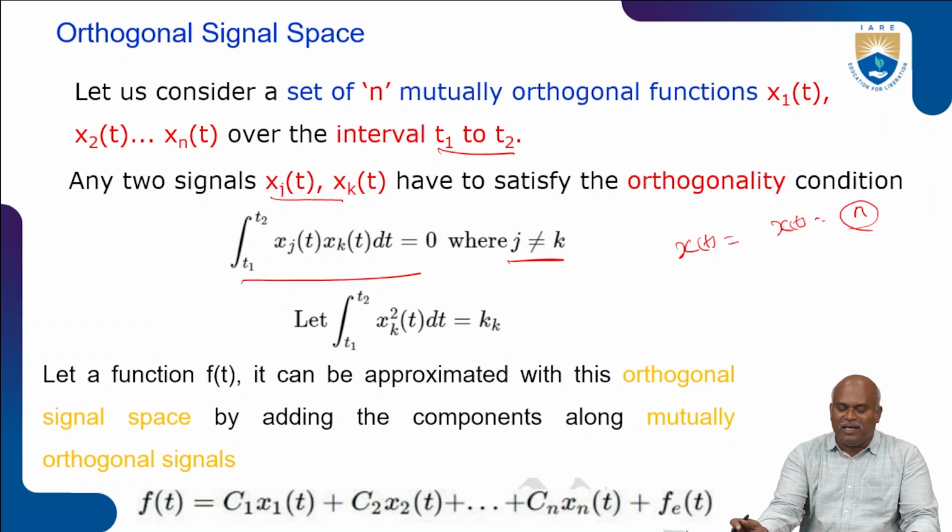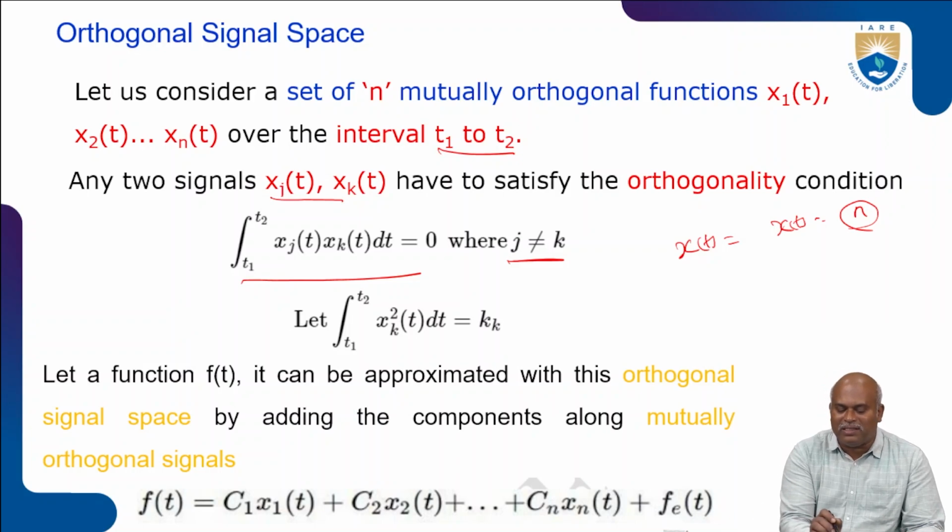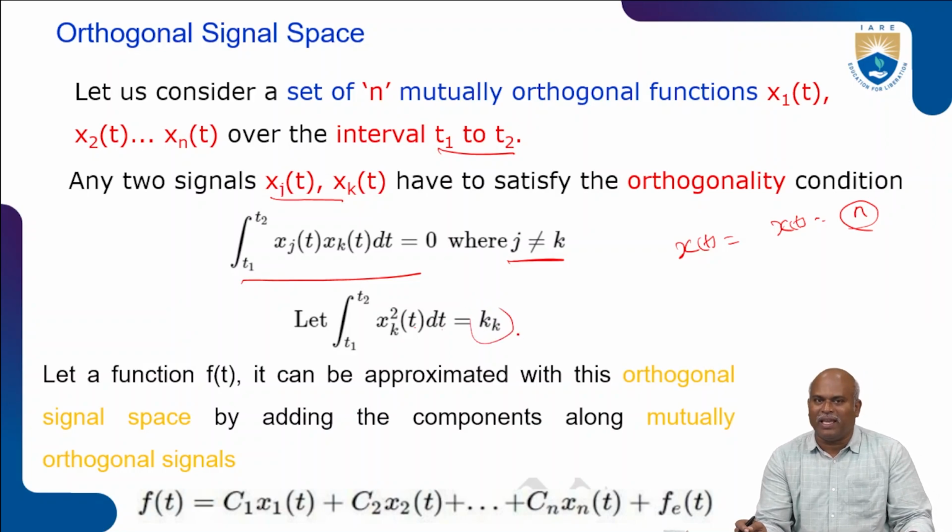Now let us consider both the signals are equal: xj of t and xk of t. Then what is going to happen to this equation mathematically? The integration of xk squared of t dt has a value equal to some constant, which we take as k of k.